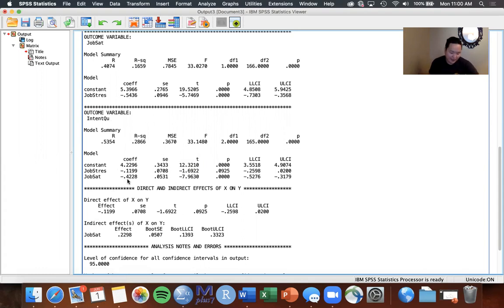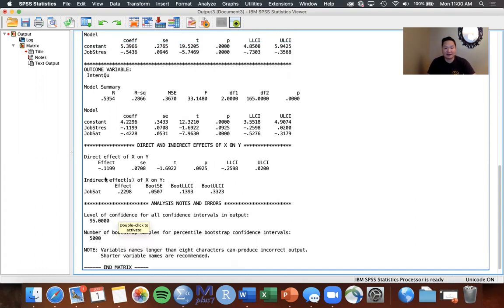And then we want our X to Y path, or our direct effect. That actually is much easier to find because they label it well. It's negative 0.1199. That's actually non-significant. That's okay, that's totally fine. And finally, our indirect effect is 0.2298.